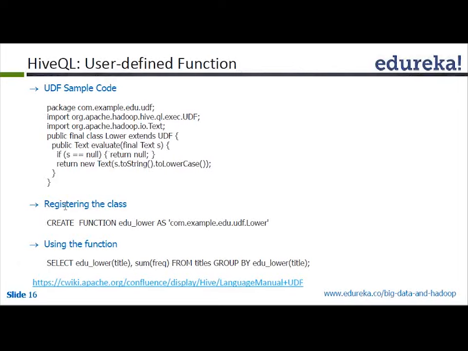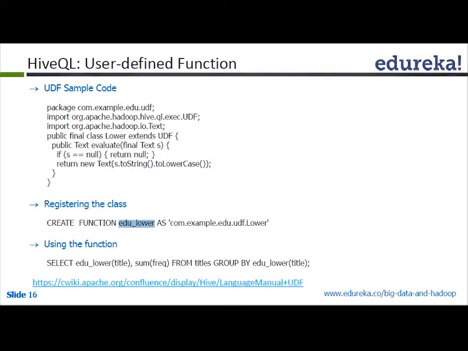Vineet had a question. He was saying the class name is lower, but the code says edu_lower. The reason is because I have created a function. See here, this is the alias name that I can use for that class called lower. Okay, good. Vineet has understood it. That's nice, mate. Thank you so much.